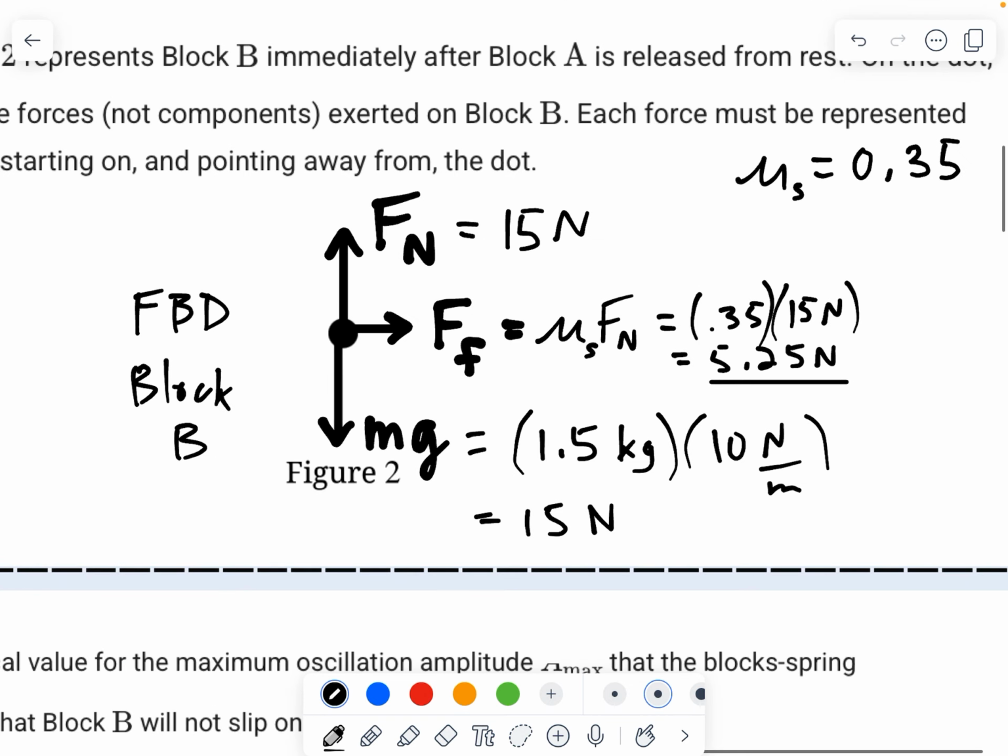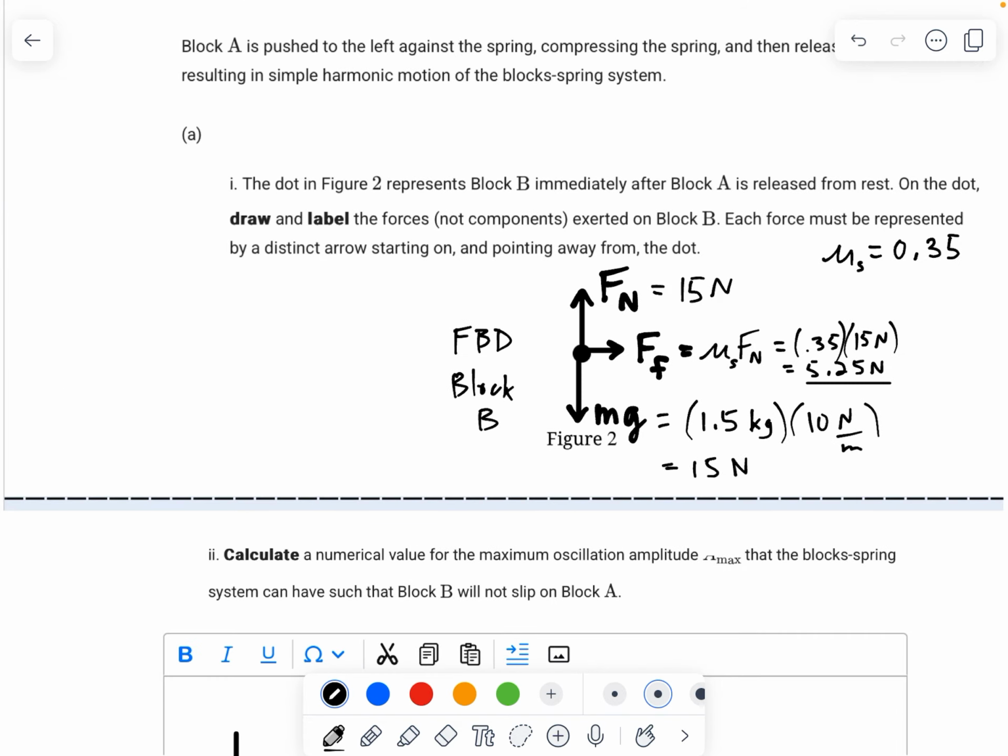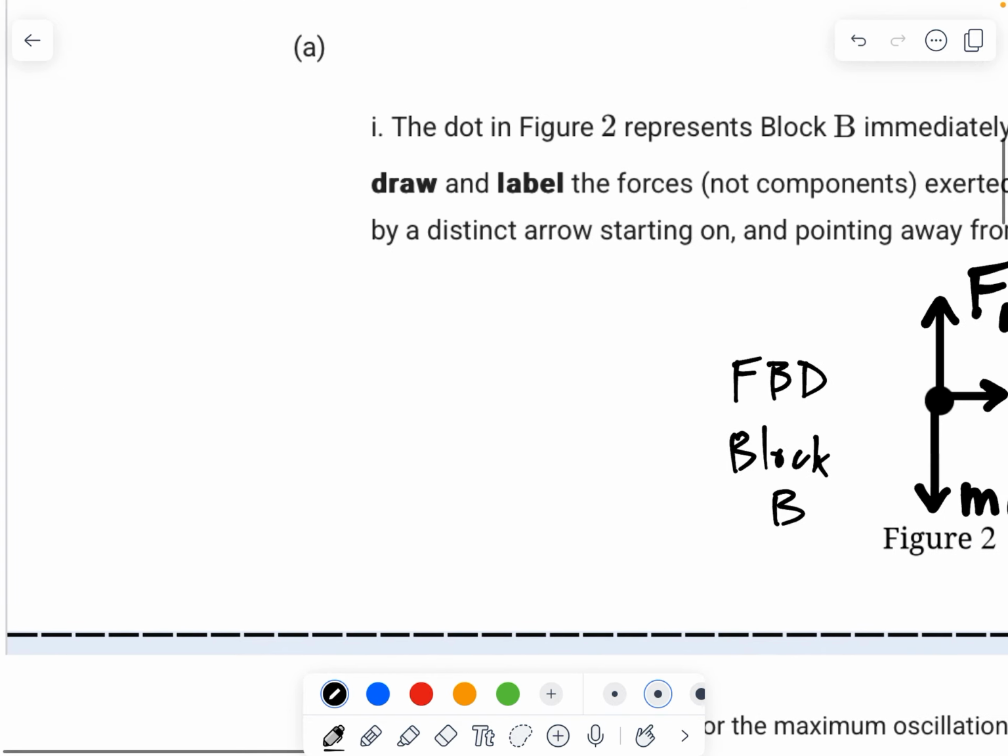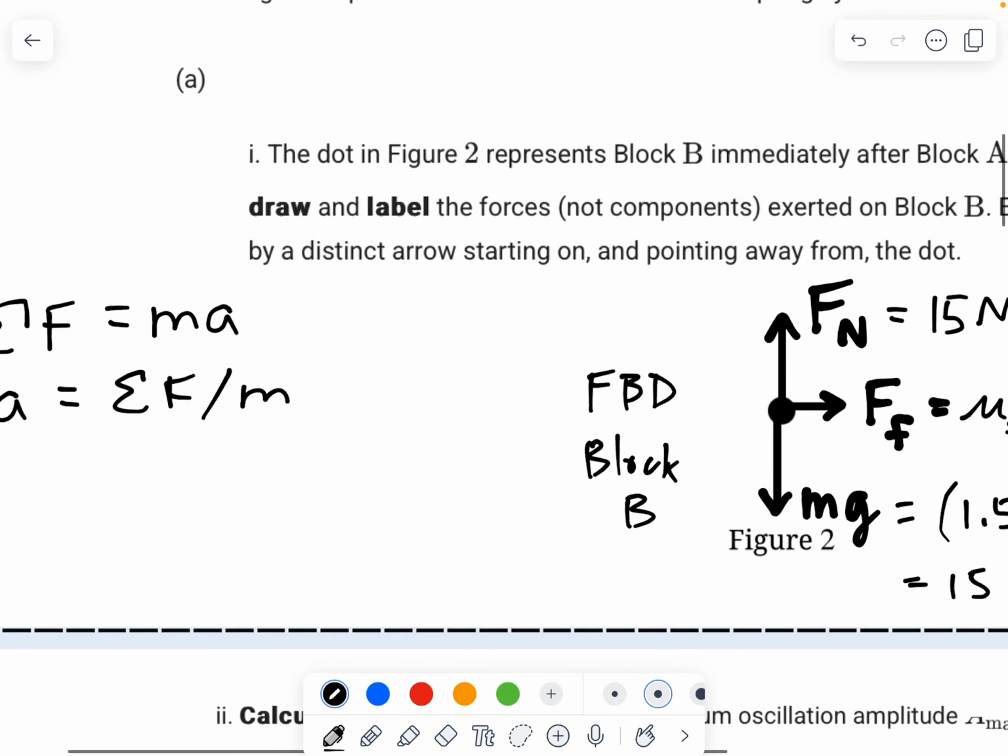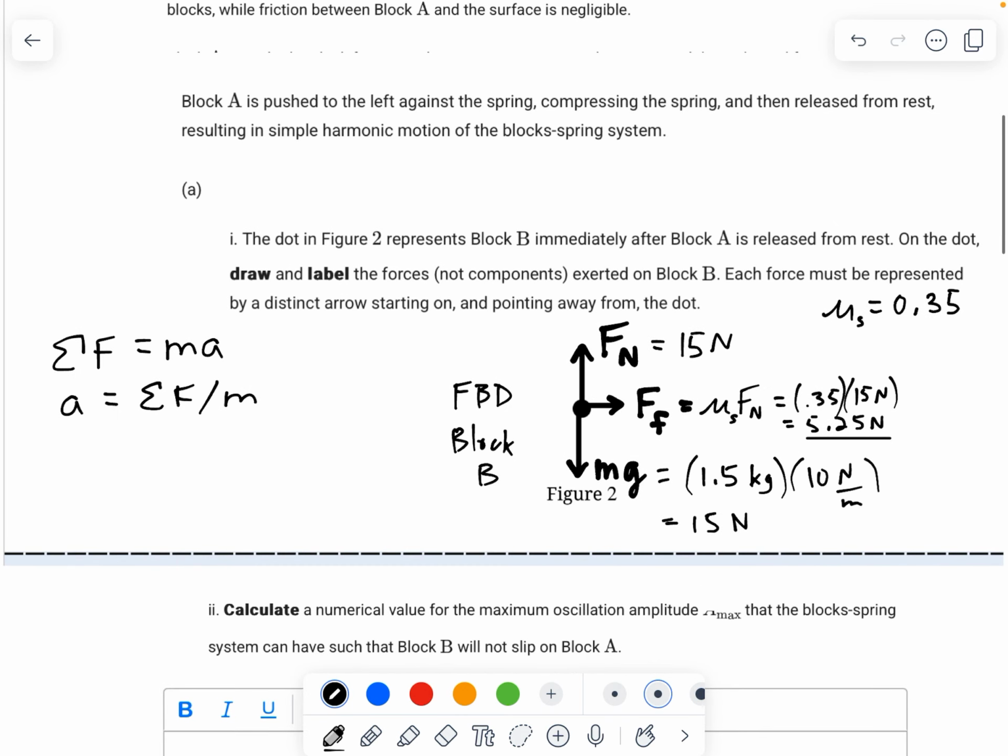Now, if we know that that is the force that block B experiences, we can also calculate the maximum acceleration that block B can feel, right? We can just use Newton's second law. The net force is equal to mass times acceleration, and therefore acceleration equals the net force divided by the mass. Just rearrange that equation. And if I said, what is the net force being felt by block B?